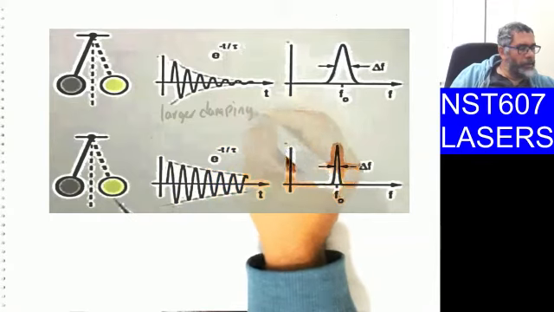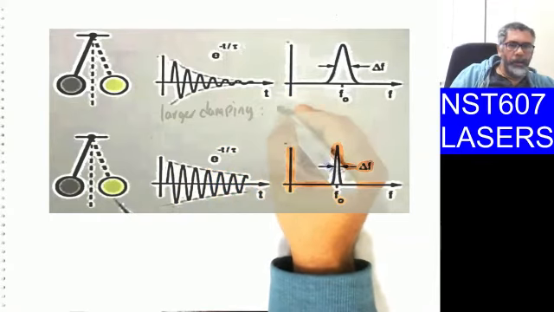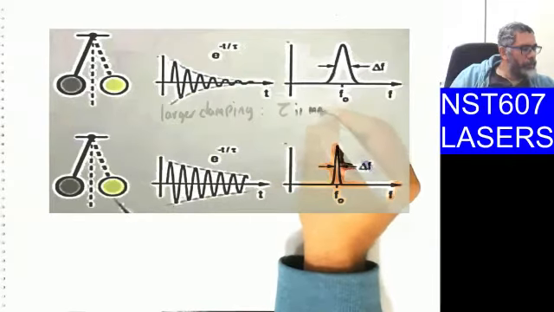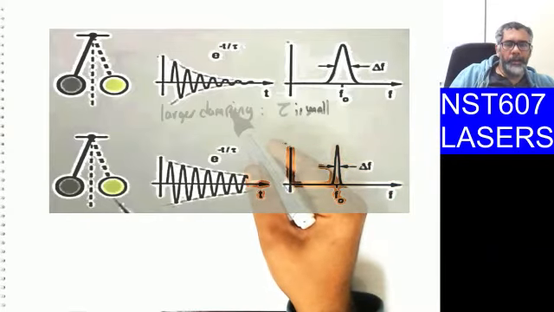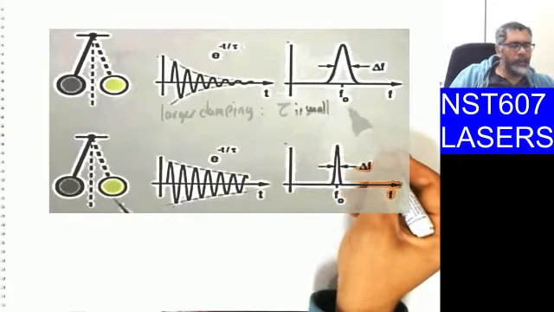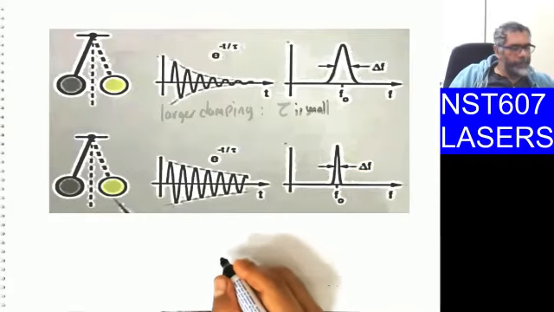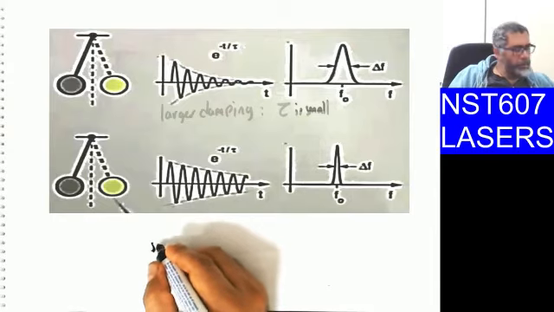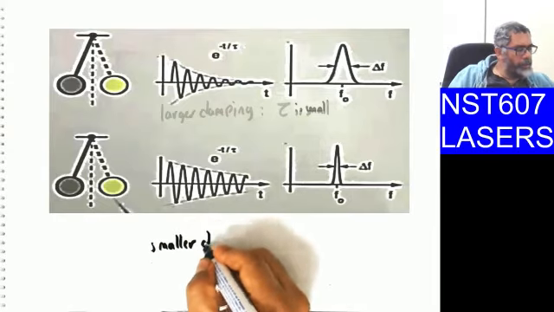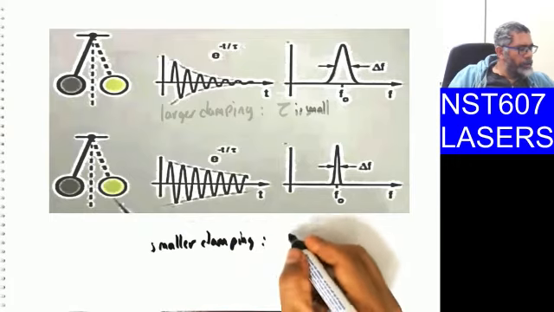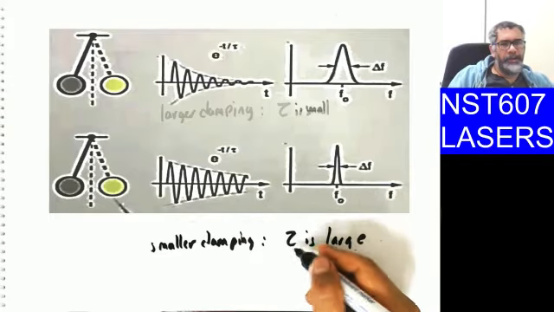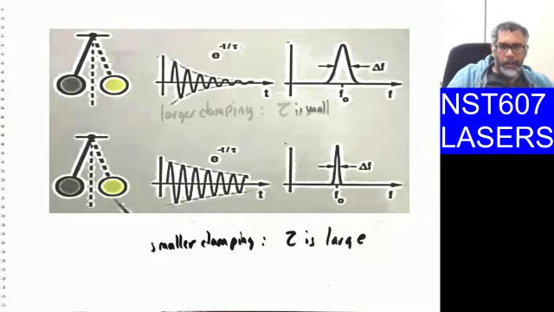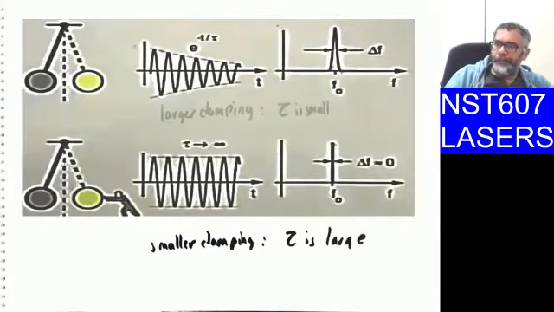Okay, larger damping means tau is small. As you increase the damping, tau is getting smaller and smaller. If you have smaller damping, less damping means tau is large. If you have zero damping, that means tau is infinite. Okay, and this is what it does.